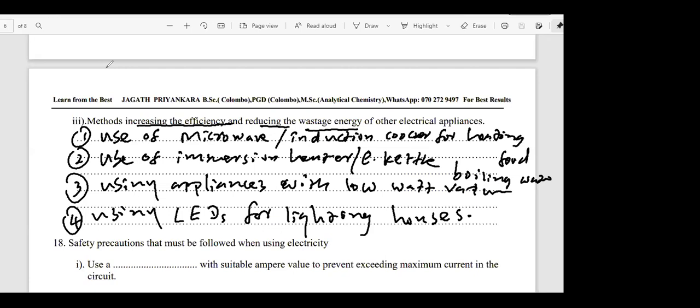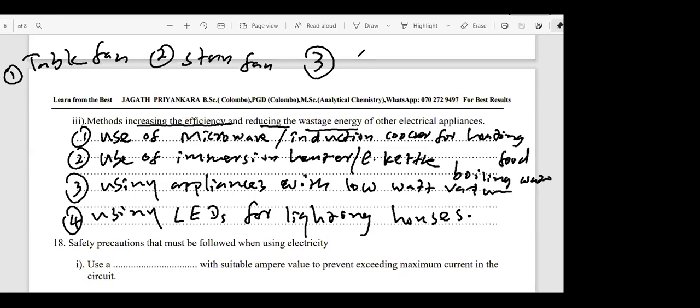I'll give one more example. There are 3 types of fans you are using. Which fan? Okay, I'll put stand fan. Okay, I'll put like this: number 1, table fan. Number 2, stand fan. Number 3, ceiling fan. Which one has the lowest power consumption?